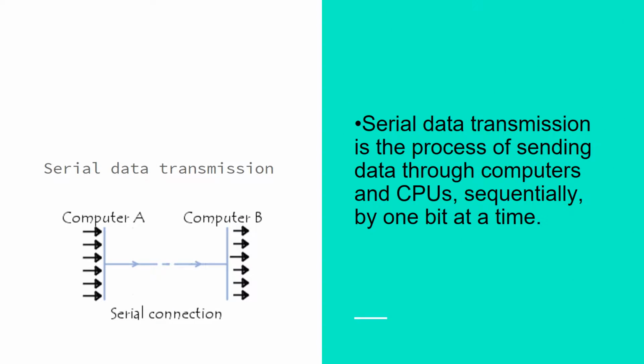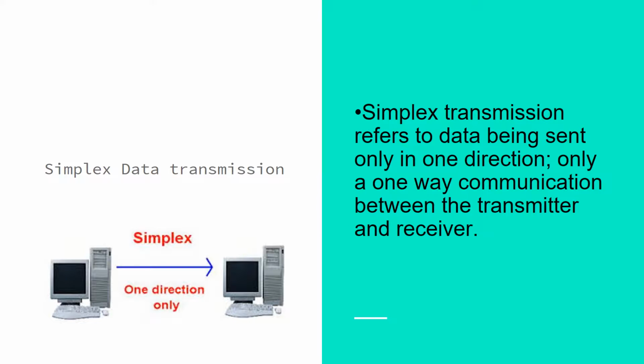Serial data transmission. Serial data transmission is the process of sending data through computers and CPUs sequentially, one bit at a time. Simplex data transmission. Simplex transmission refers to data being sent only in one direction, only one-way communication between the transmitter and receiver.